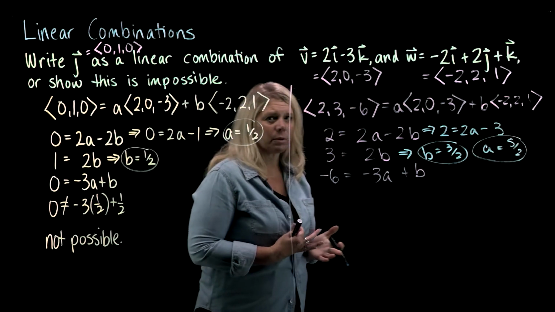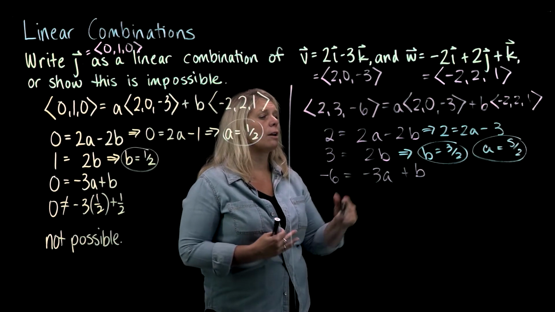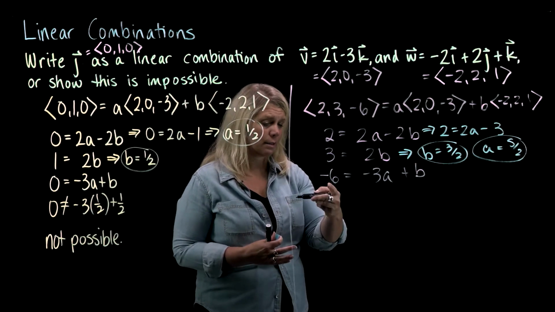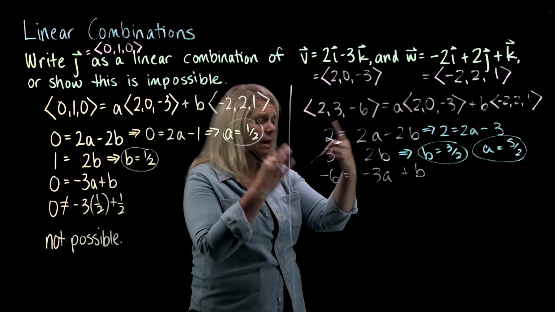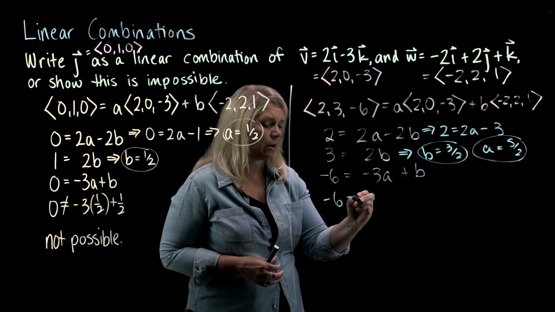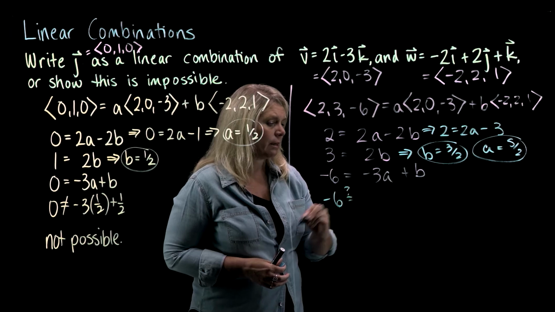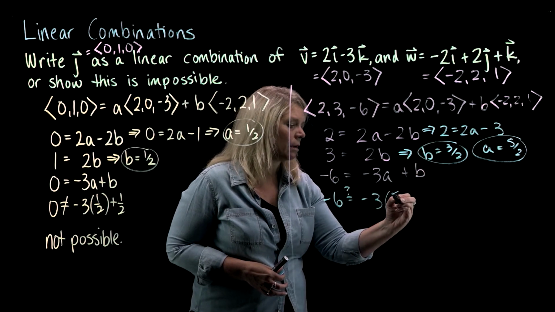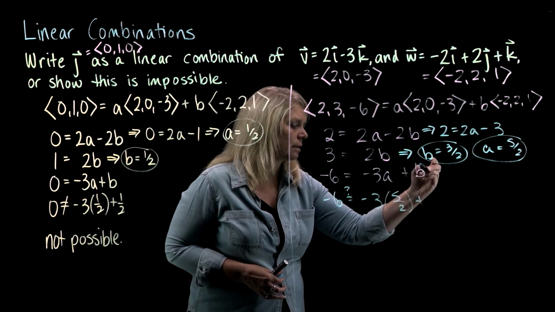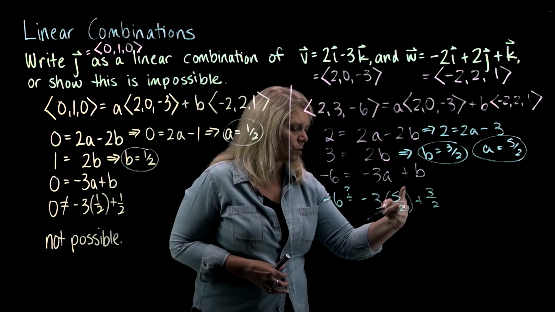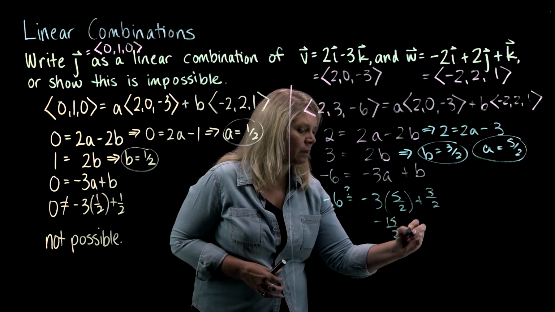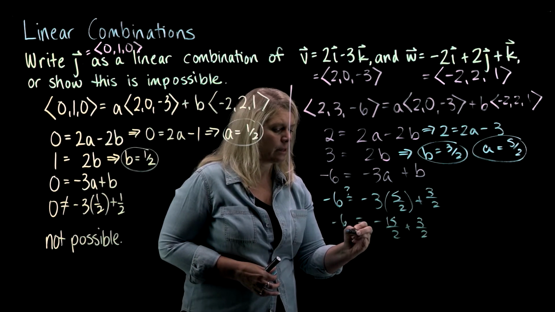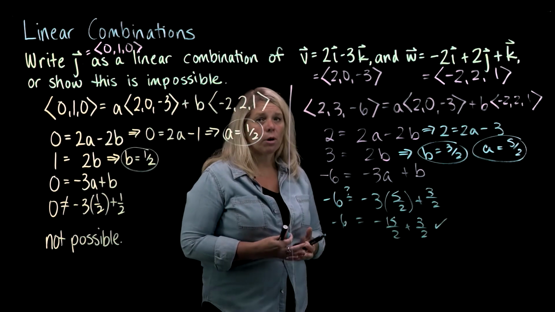Now I told you that this one's going to work, but if you didn't already know that, you should check that this a and b does work in the third equation, whatever equation you haven't used yet in your algebra here. So I'm going to check to see if those 2 things really are equal. -6 is equal to -3 times 5/2 plus 3/2. And sure enough, I get -15/2 plus 3/2, which is -12/2, which is -6. So yes, that does check. So that works in that case.